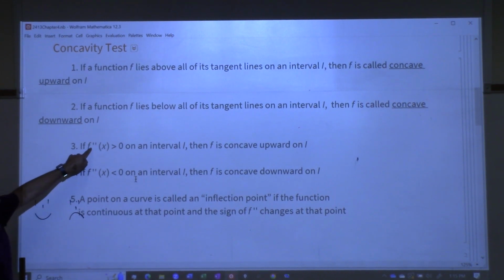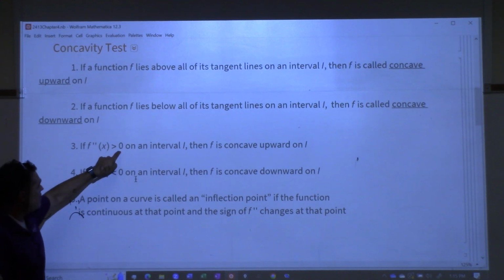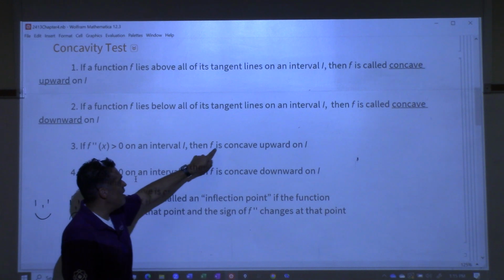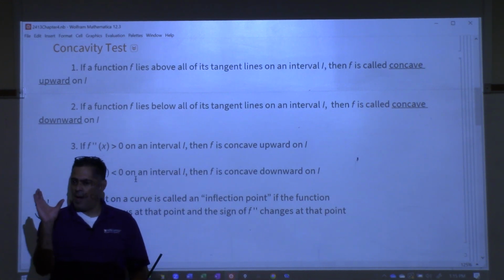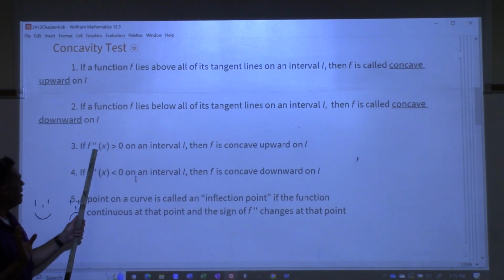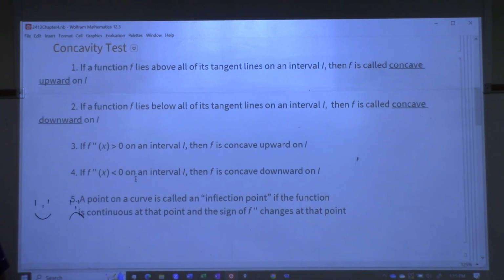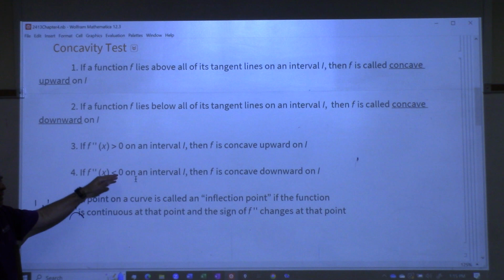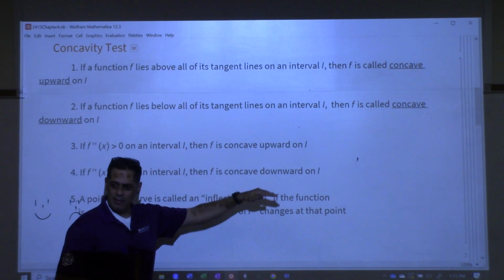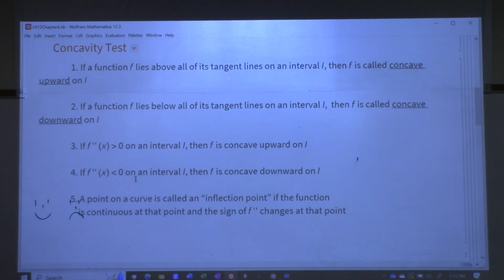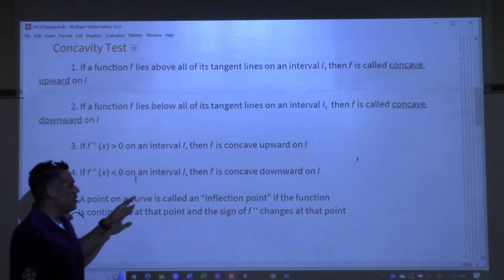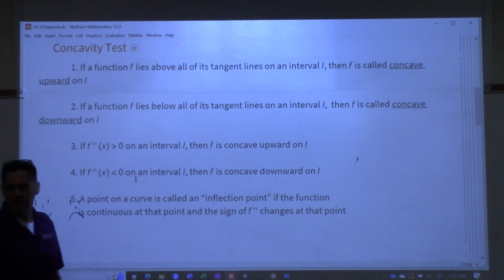If the second derivative of a function is positive on some interval, then you are concave up. Concave up is a smile, right? And that's easy to remember, right? Positive second derivative. Positive people like to smile, yes? Negative people like to frown. If your second derivative is negative, you're going to be concave down. It's going to look like a frown. Any point on the curve where you have a change in concavity is called an inflection point.